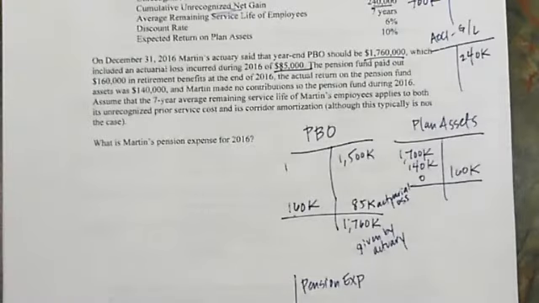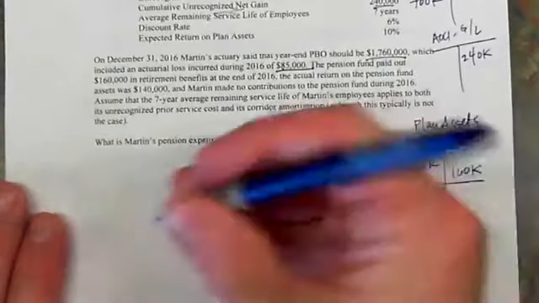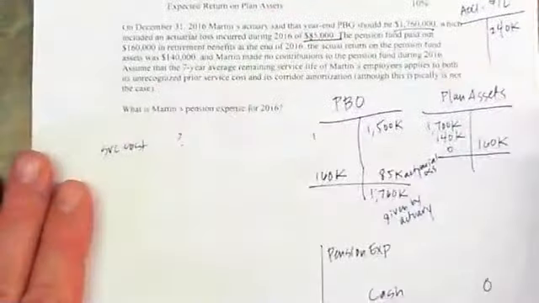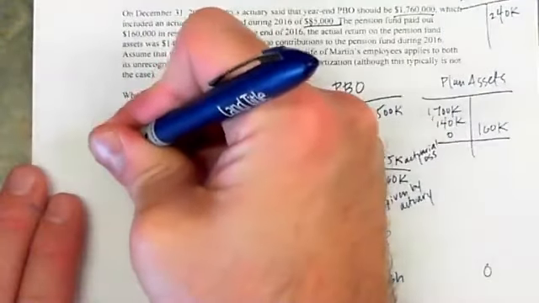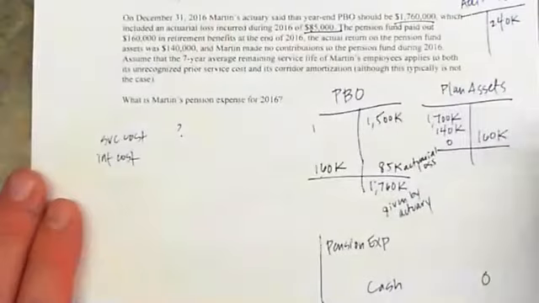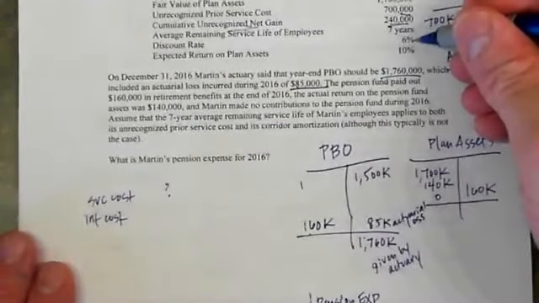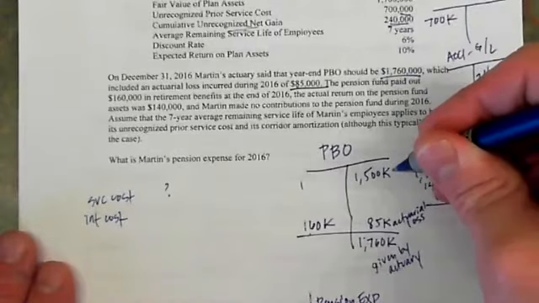Pause here and then review the rest of the tape. Or if you've already done the whole answer, let's keep going. So we're looking for service cost. That's a mystery right now. We can get interest cost. Interest cost is going to be the discount rate of 6% times the beginning PBO.